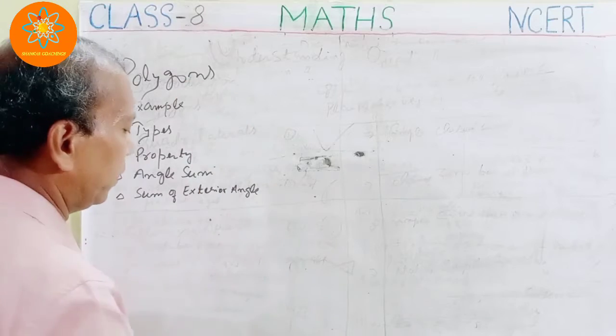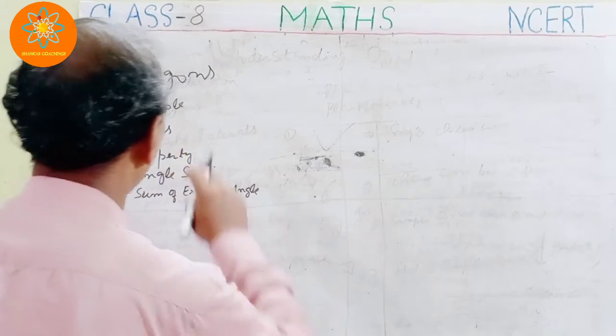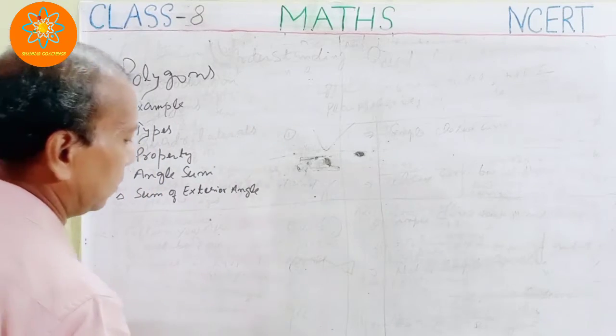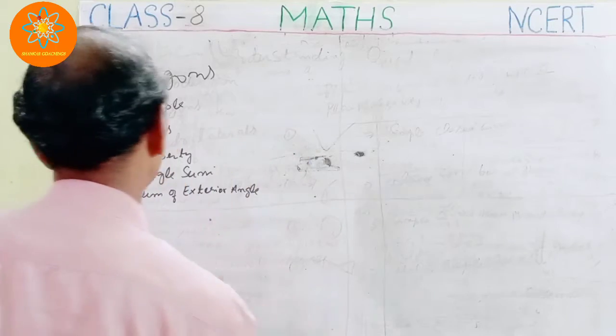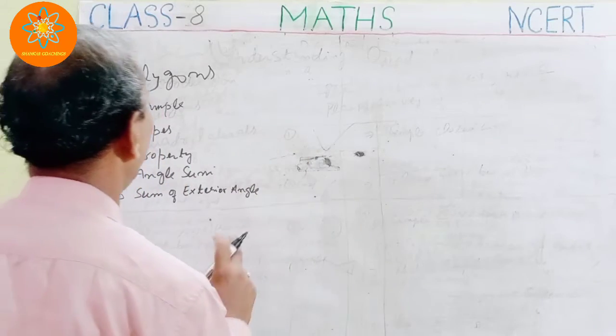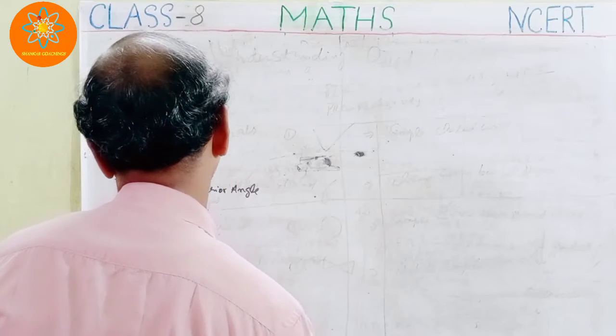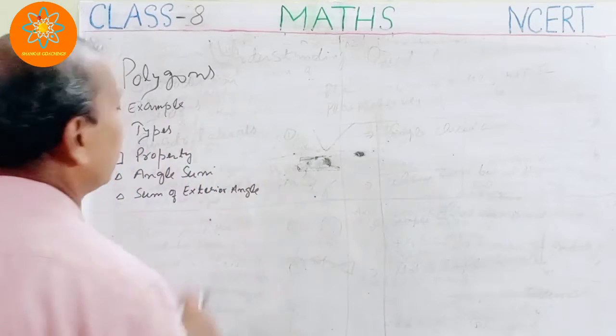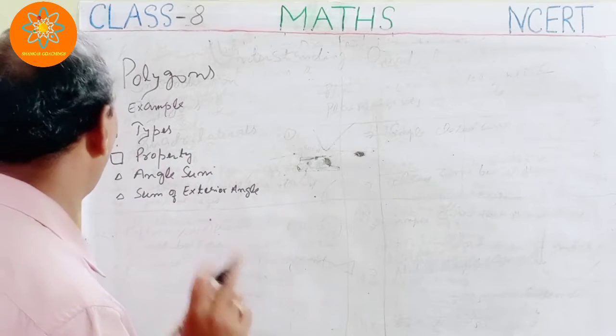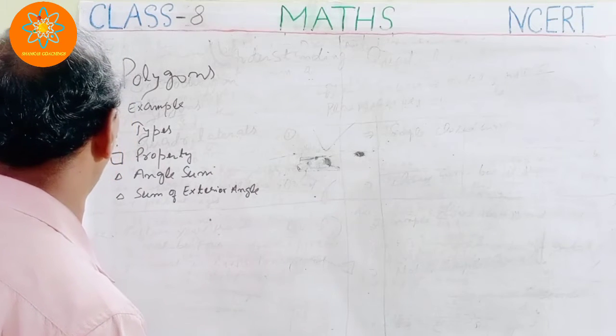So what is a polygon? A polygon is a simple curve made up of only line segments. That is called a polygon.